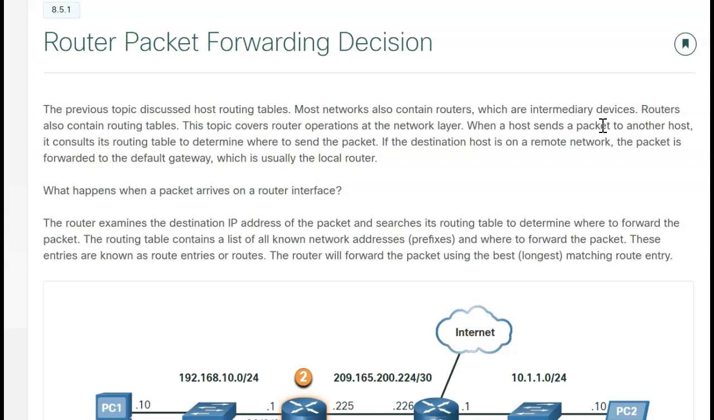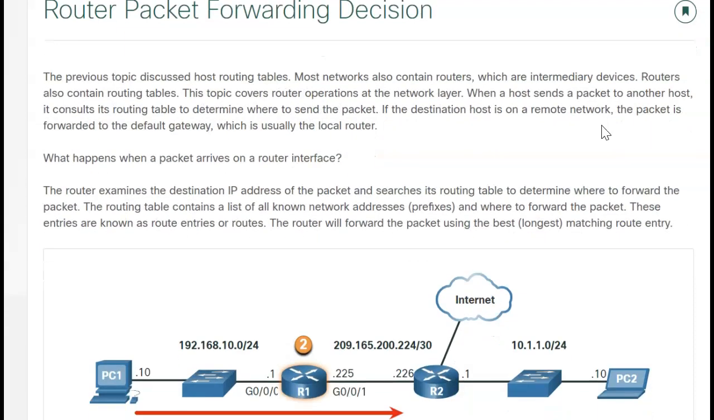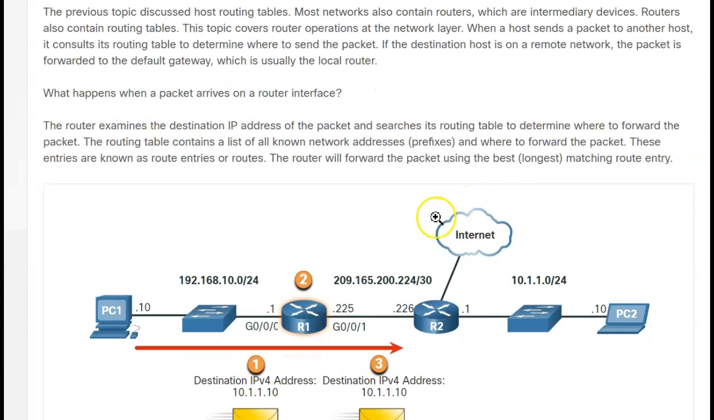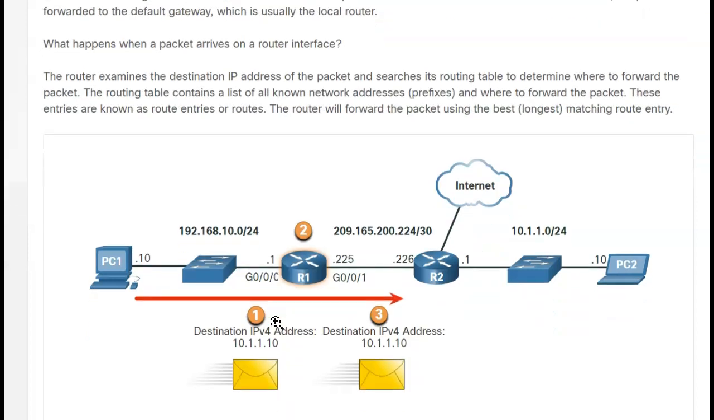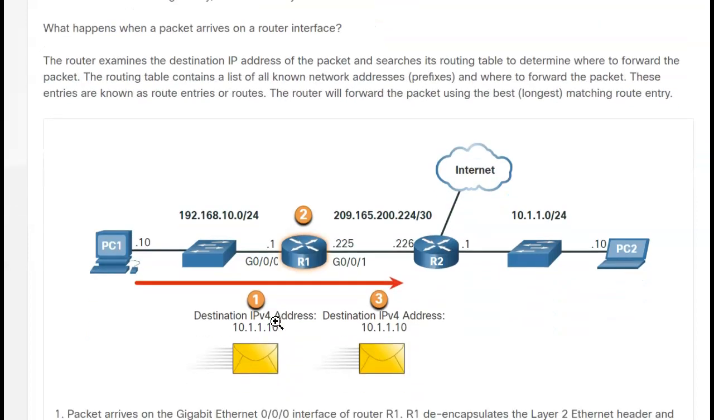So what I need to do is say what happens when a packet gets to a router interface. So when you look at this case, what happens to a packet that's sent from PC1, what happens when it hits the interface on router 1? That's kind of what we're looking for as far as this whole sequence is concerned.